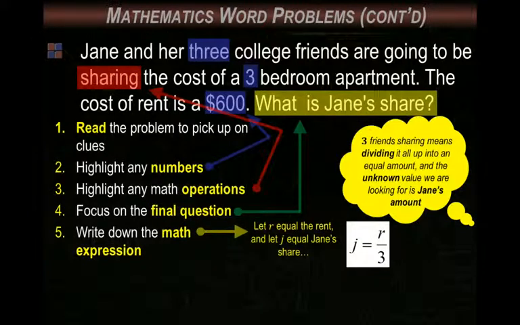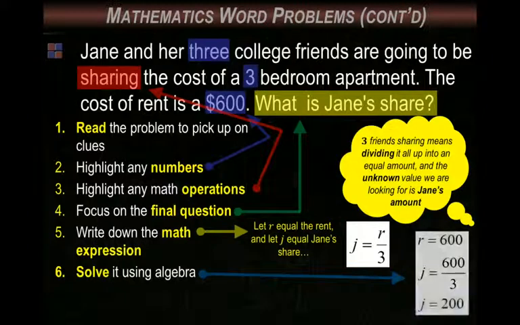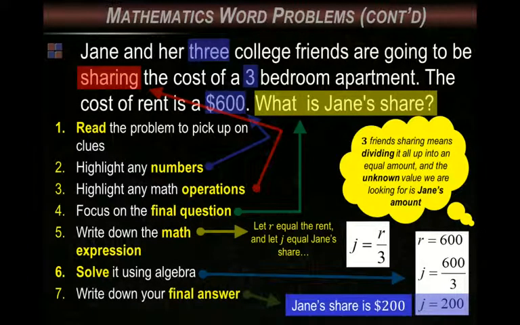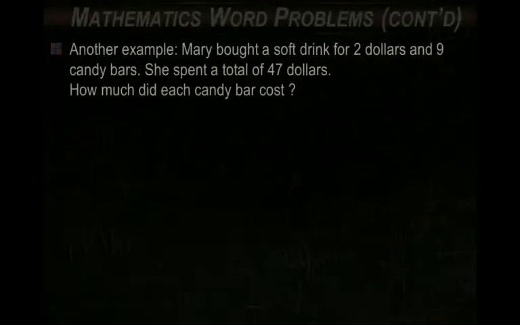So R is the rent, J is Jane's share. I know the rent is actually 600. So 600 divided by 3 is 200. You were right. And that's the final answer. Jane's share is $200. She did it with guess and check. Let's see if you can do this one with guess and check.